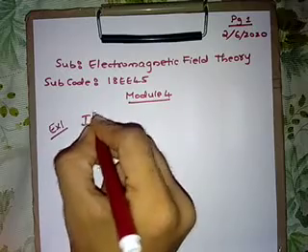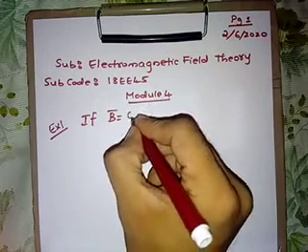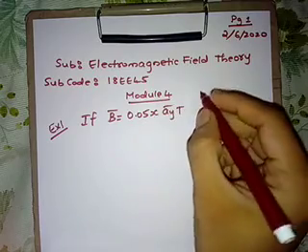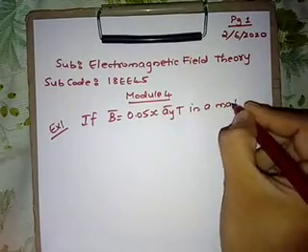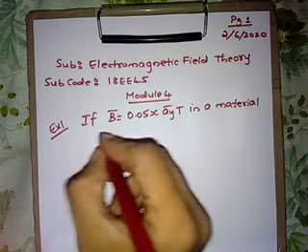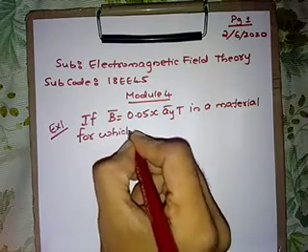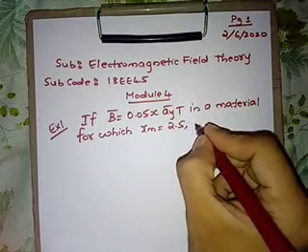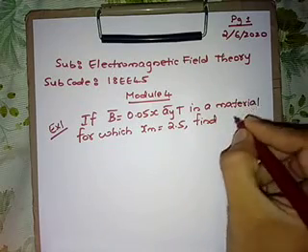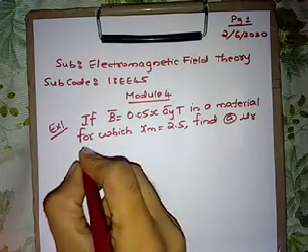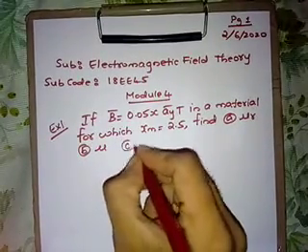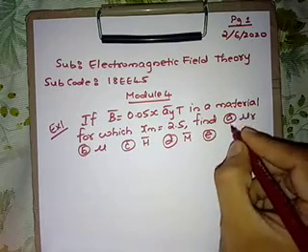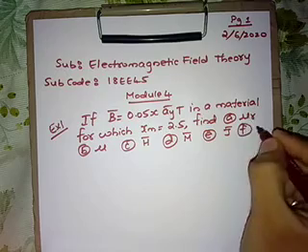if B bar is equal to 0.05 x a_y bar Tesla in a material for which chi_m, that is susceptibility, is 2.5, find (a) mu_r, (b) mu, (c) H bar, (d) M bar, (e) J bar, and (f) J_B bar.